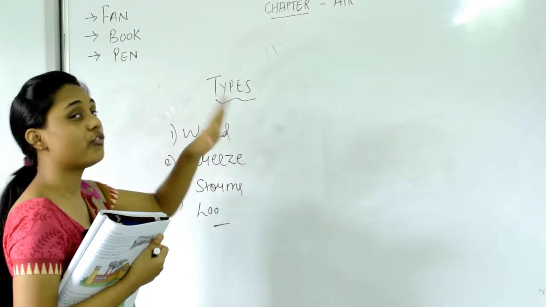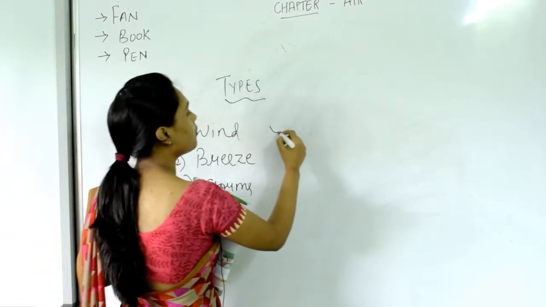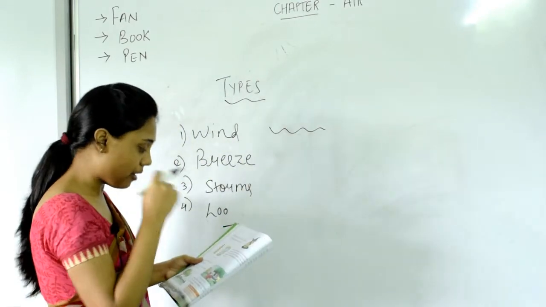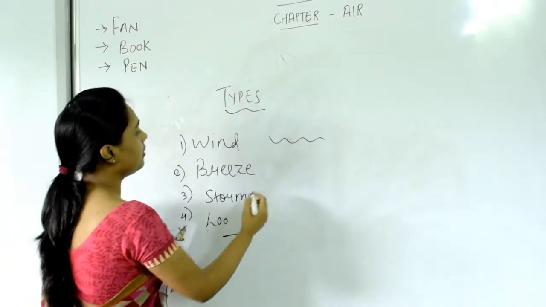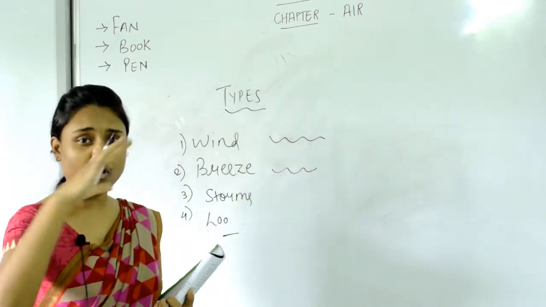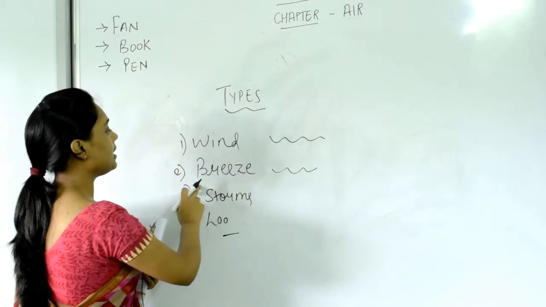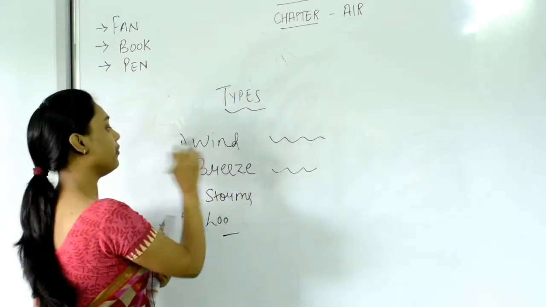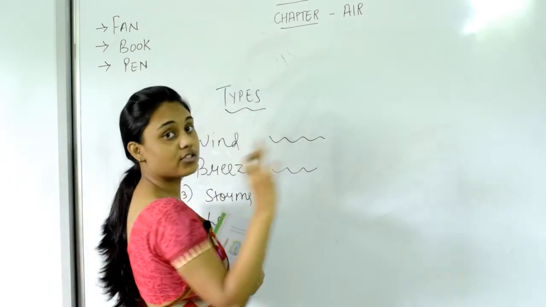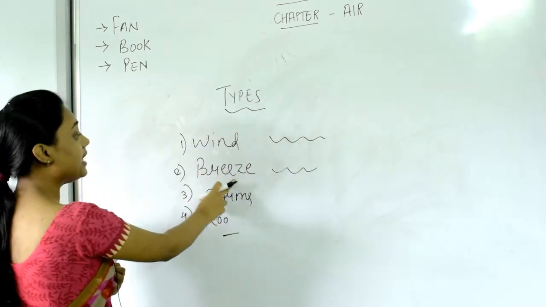Wind is moving air. When the air moves, it is called wind. Now, when the air moves gently, meaning softly, it is called breeze. So moving air is called wind, and if the wind is moving very gently and softly, we call it breeze.